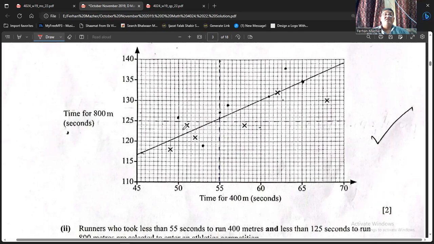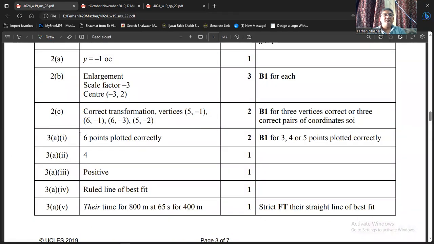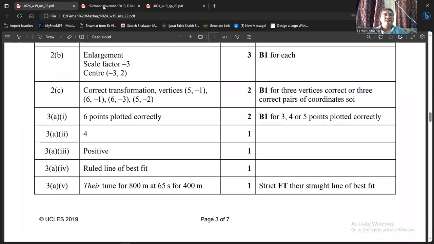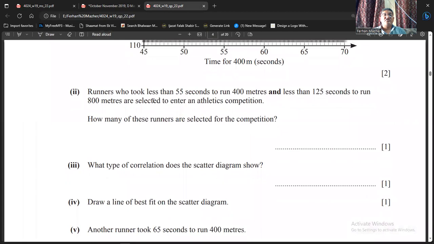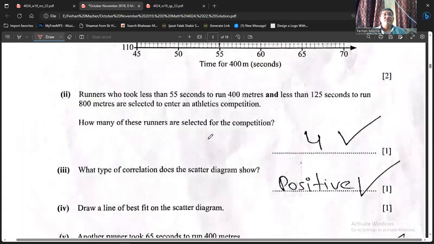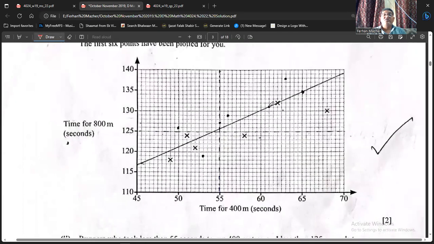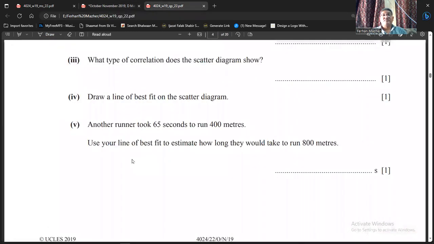How many members are there? 1, 2, 3, 4. So basically there are 4 such members. Okay. Then their question is, what type of correlation does the scatter diagram show? If you look at this pattern, as you move to the right it is going upward. So it's a positive correlation. He says, draw a line of the best fit on the scatter diagram.